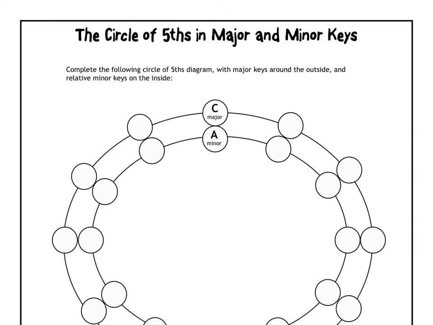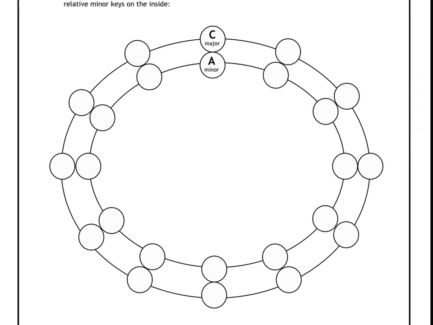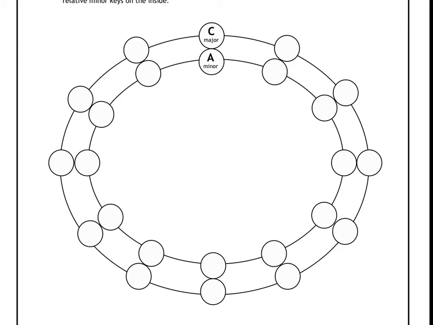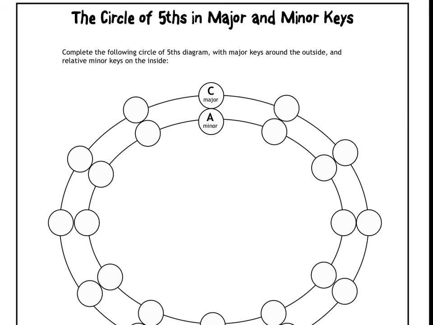This circle of fifths you can see now is slightly different in that we have two circles, right? We're going to use the outer circle as our regular major circle of fifths and our inner circle now with the relative minor keys for each one. All right, so it says complete the following circle of fifths diagram with major keys around the outside, relative minor keys on the inside. So the first step should be pretty basic.